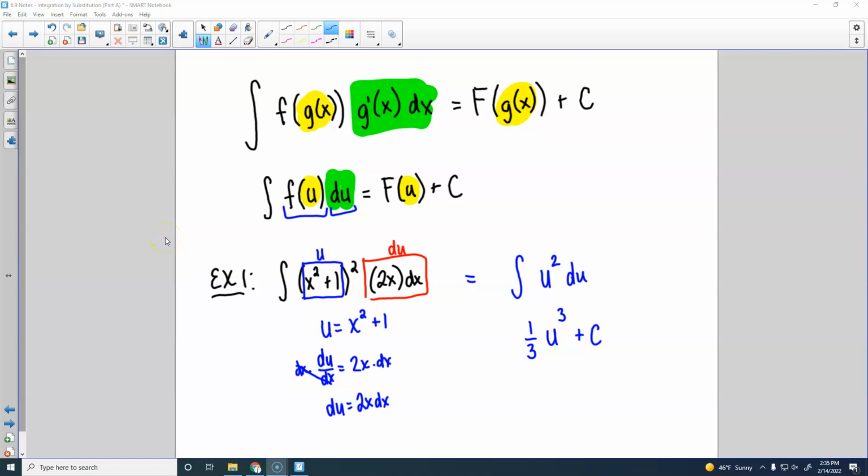We don't want our answer to be in terms of u at the end. We want it to be in terms of x. So all we have to do here is just replace our u back with x squared plus 1. And that would be our answer.